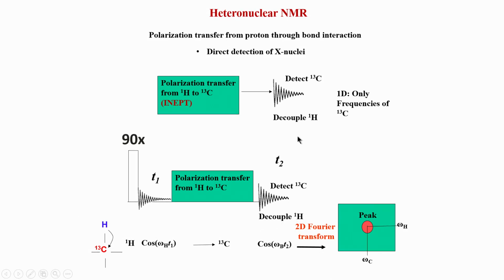Now, in the next class we will go into the details of why direct detection of the heteronucleus is not a great idea, and why indirect detection is now the most popular method used in 2D and 3D NMR. And further, we will take up INEPT in more detail.